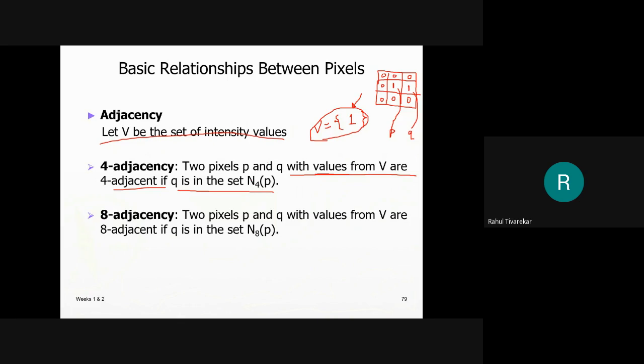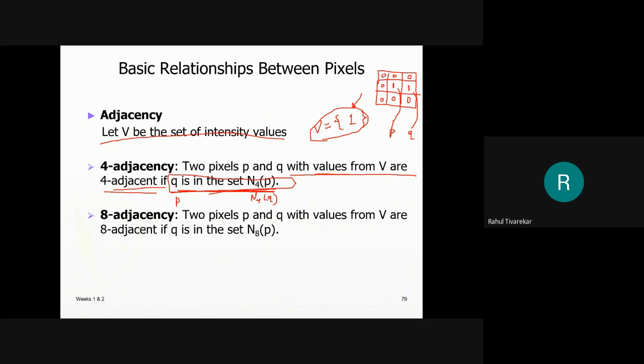So if both the pixels P and Q have values from V, then we can say that these two pixels are 4 adjacent if Q is in the set N4 of P. The meaning of this is if Q is a 4 neighbor of P, or in other words, P is in the set N4 of Q. I can talk in the reverse way also: Q is in the set N4 of P or P is in the set N4 of Q. The meaning of this is if the two pixels P and Q are 4 neighbors of each other, then we can say that they are 4 adjacent.